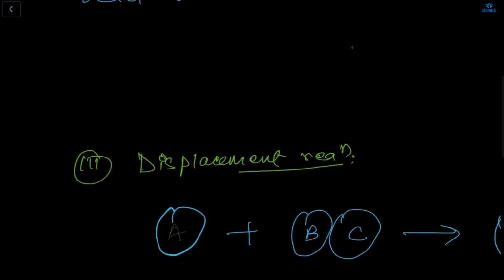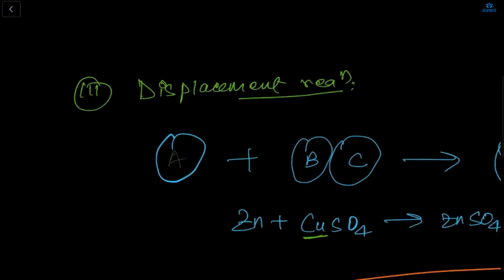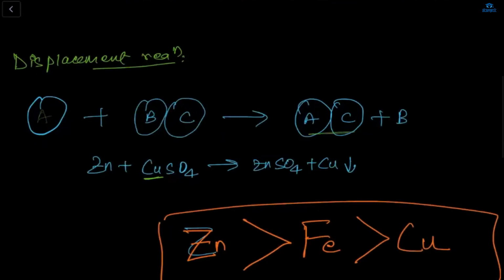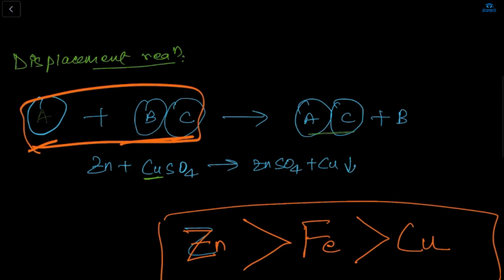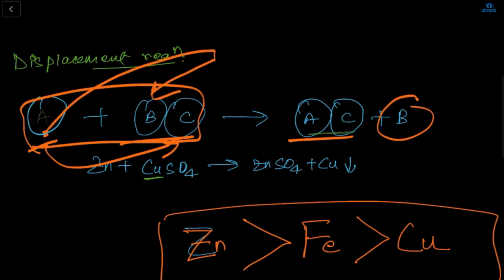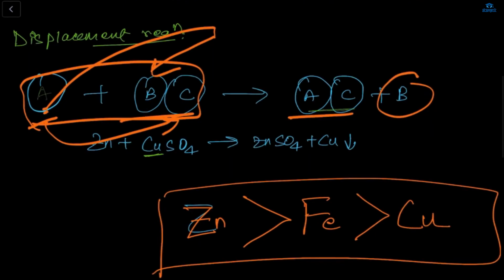No, ma'am. Okay. Next is your displacement reaction. So displacement reaction is like here, let's say A and BC. These are your reactants, and after the reaction, A is getting combined with your C and B is alone. So it means A displaces B. So this is your displacement reaction. Like here, zinc and copper sulfate. So zinc is getting combined with your sulfate and copper is there alone.